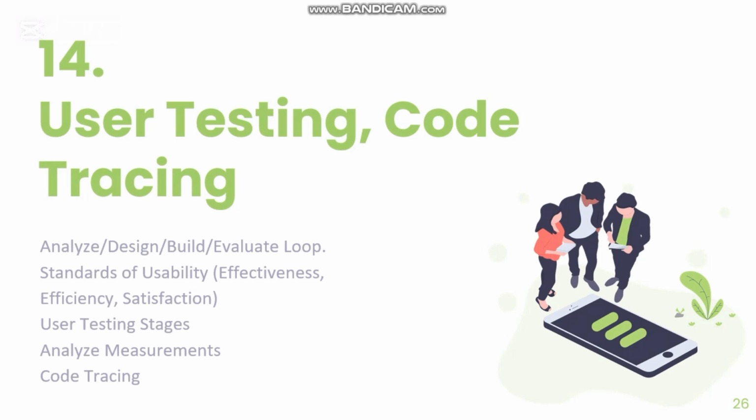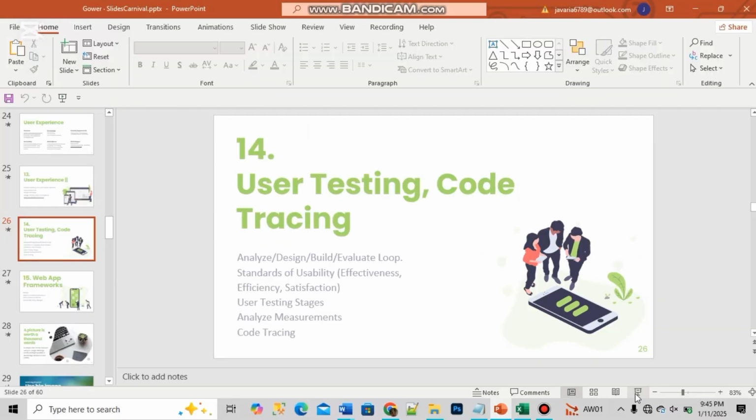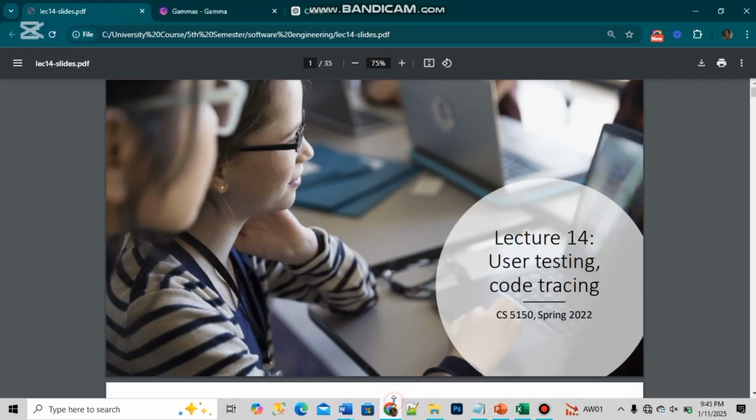So today I will discuss the 14th lecture, which is all about user testing and code tracing. In the start, we will see the analyze, design, build, evaluate loop. Then we will see the standards of usability, which include effectiveness, efficiency, and satisfaction. Then we will see the user testing stages. Then we will see how we will analyze the measurements. And after that, what is code tracing. So now let's have a look in detail.